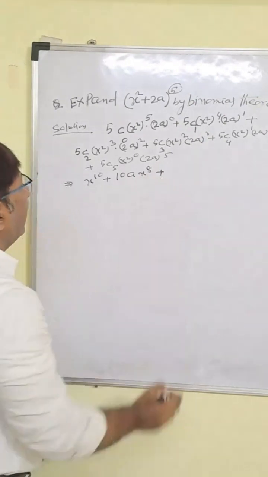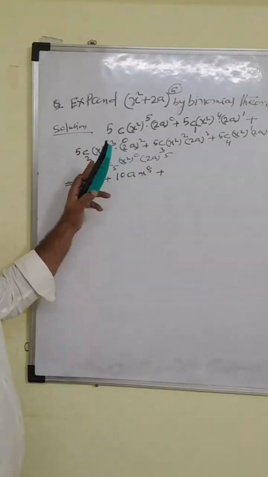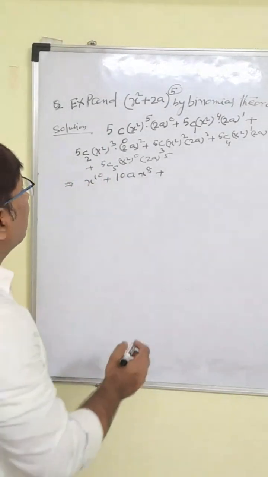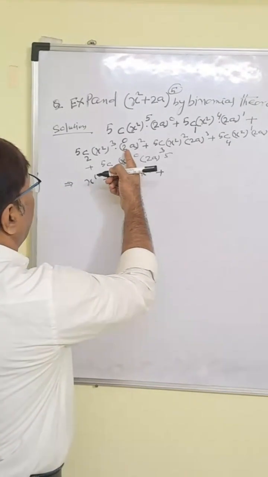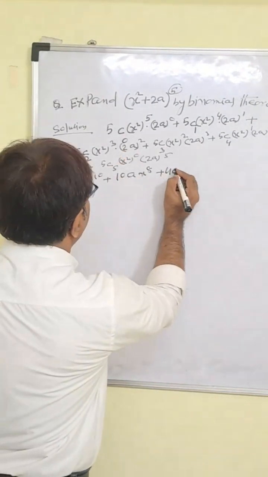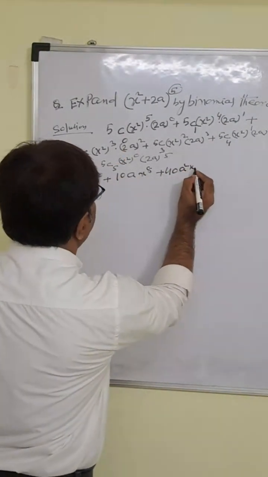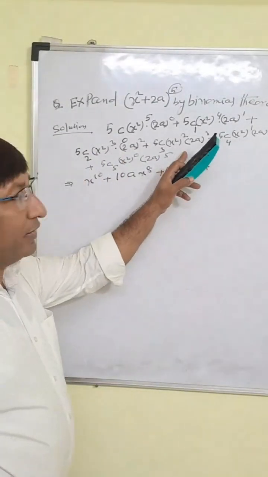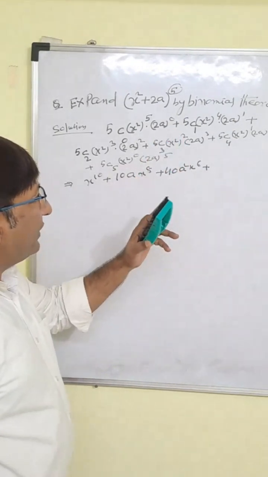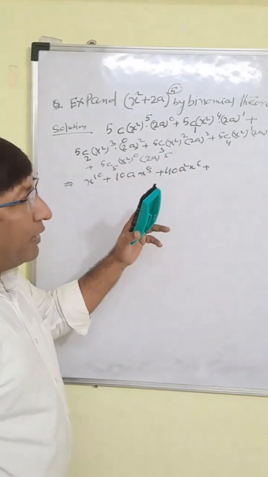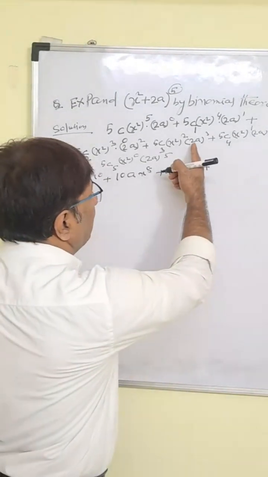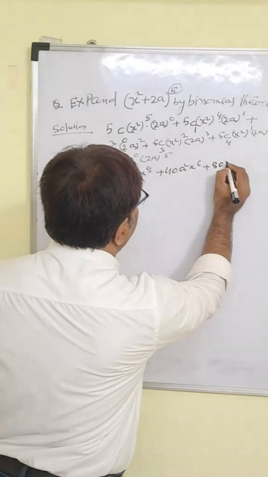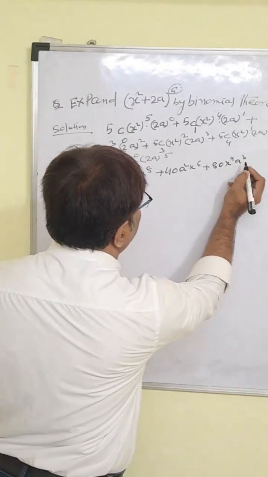In the same way here 5C2. So 5 factorial divided by 2 factorial and 3 factorial. So 5 into 4 by 2 is 10. So again we'll get 10, and here (2a)² is 4a². So 10 times 4 is 40. So my answer will be 40a² x^6. Now the next term is 5C3. So again 5 factorial divided by 3 factorial and 2 factorial. So 5 into 4 by 2 gives again 10. And 2 to the power 3 is 8. So 10 times 8 is 80. You will get 80 x⁴ a³.